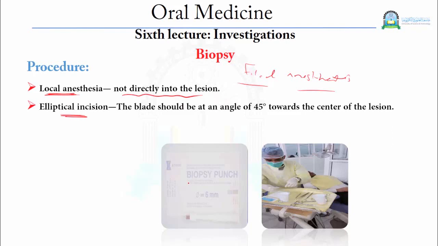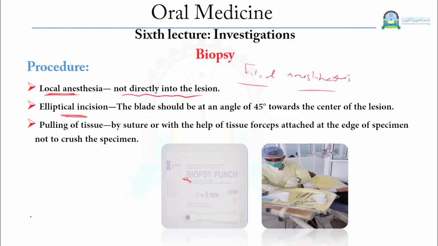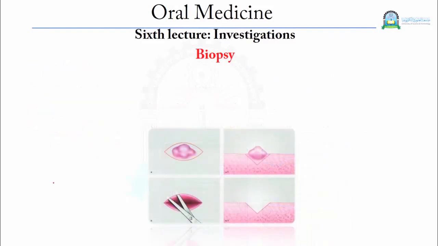This is the shape of the punch biopsy. Pulling the tissue by suture: you take the tissue by suture or with the help of tissue forceps. This is the tissue forceps. Attach it to the edge of the specimen, not to crush the specimen, so the architecture of the specimen stays intact to help the histopathologist accurately read the components of your biopsy tissue.